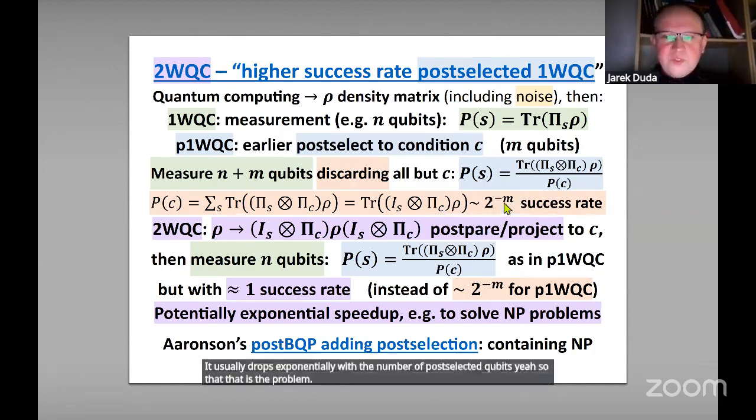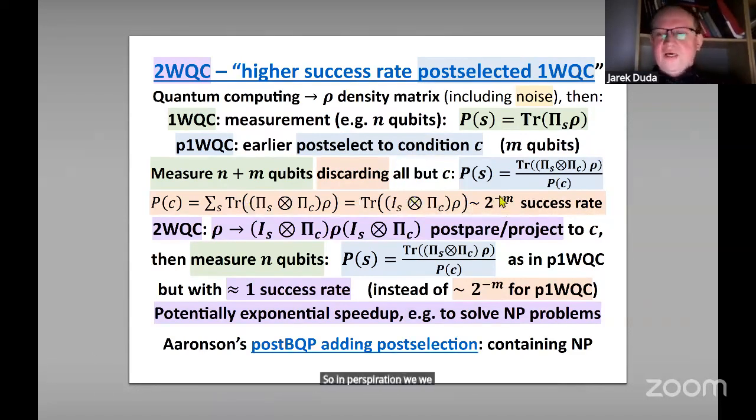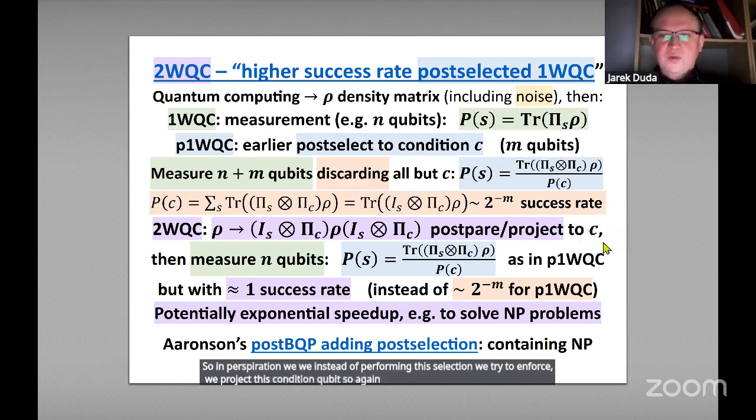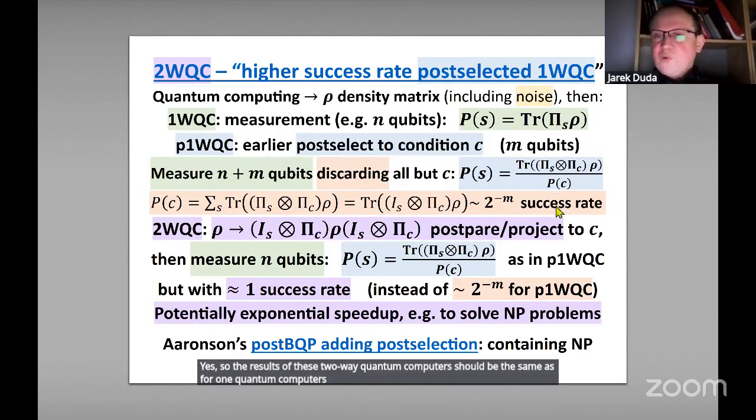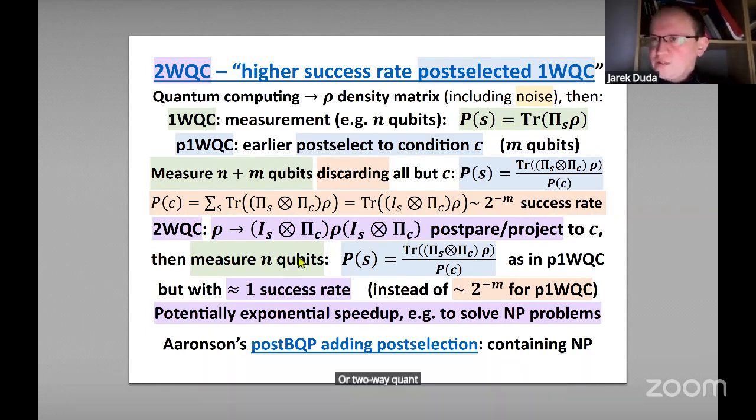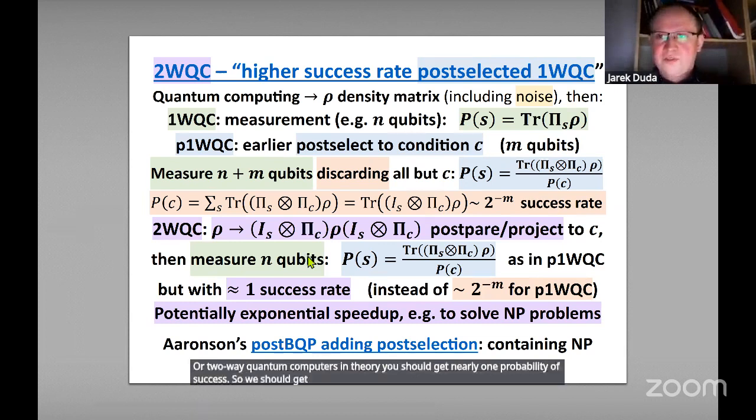So in post-preparation, instead of performing this selection, we try to enforce, we project this condition on the qubits. Again, we would like to use this projection literally, so enforce the values. And doing so, in theory, we get the same formula. So the results of these two-way quantum computers should be the same as for one-way quantum computers. The difference is that post-selected has this success rate, which is exponentially decaying. For two-way quantum computers, in theory, you should get nearly 1 probability of success.